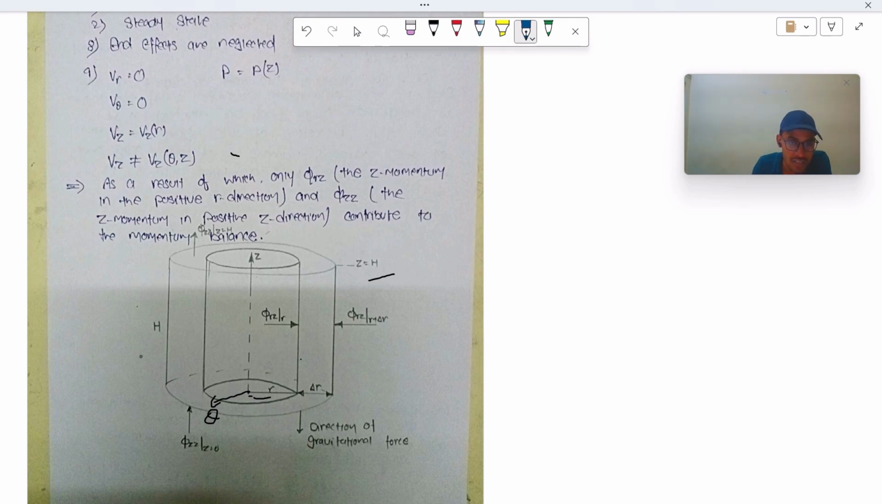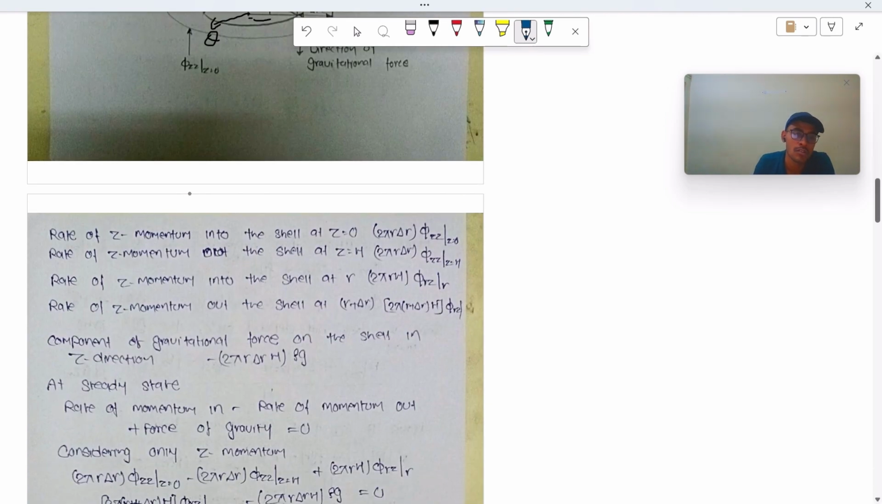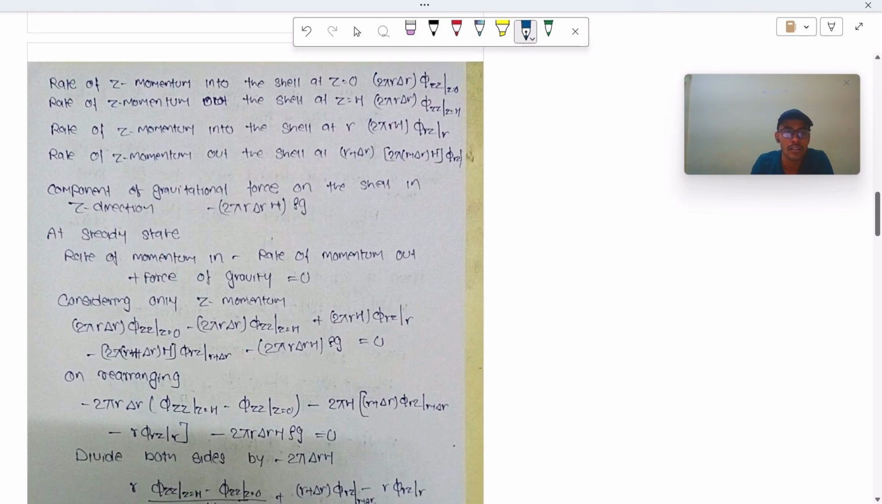This is the height h, and this is the flux entering, phi rz at r and phi rz at r plus delta r. This is the direction of gravitational force, and from here the phi zz is entering. So now we will write the rate components. Rate of z momentum in cell at z equal to 0 is given by phi zz, flux into area, that is, rate is basically flux into area. So this phi zz is the flux, and this is the cross sectional area.